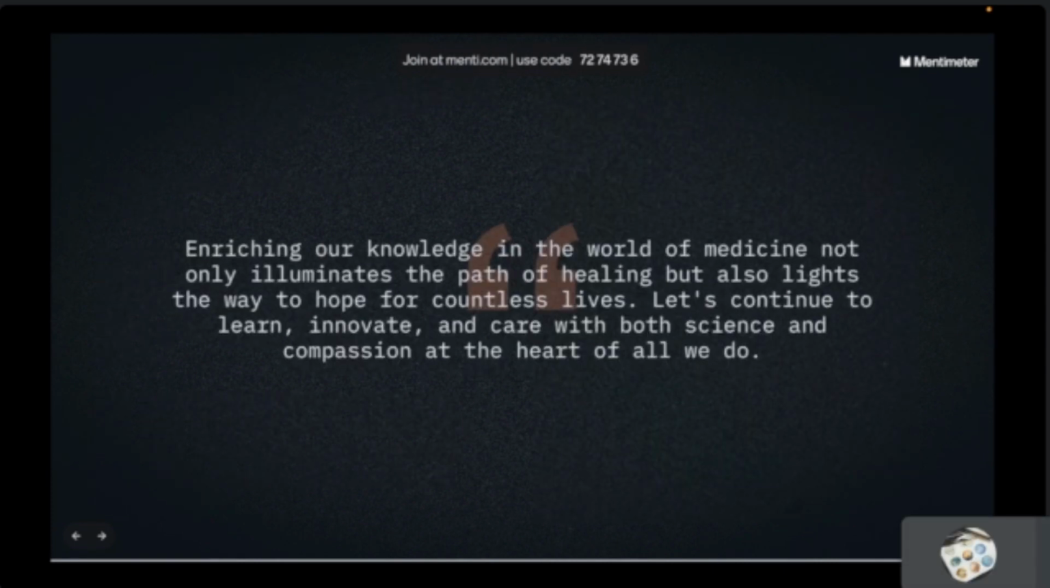And of course, our end quote. Enriching our knowledge in the world of medicine not only illuminates the path of healing, but also lights the way to hope for countless lives. Let's continue to learn, innovate, and care with both science and compassion at the heart of all we do.